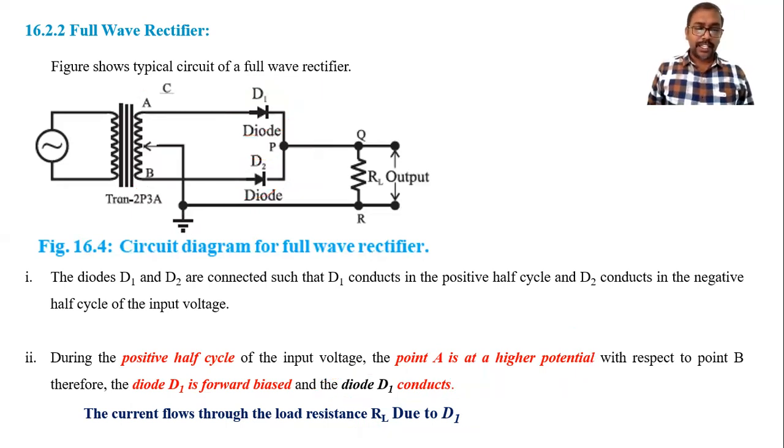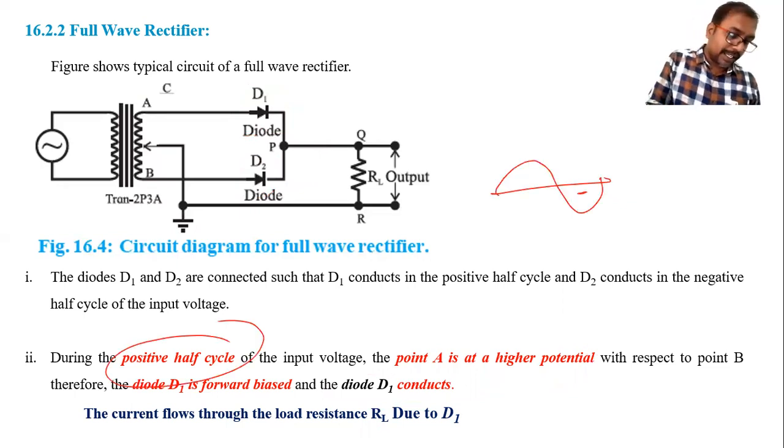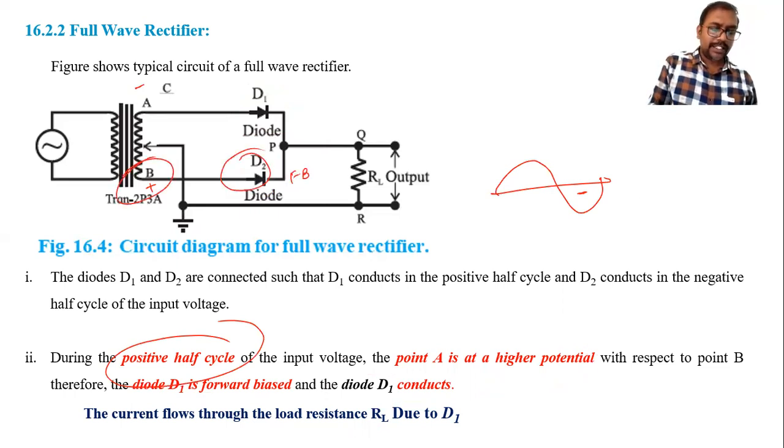In a similar manner, the next point we can write for the negative half cycle. Negative half cycle means this is the negative half cycle. For the negative half cycle, A is negative and B is positive. In other words, A is at lower potential and B is at higher potential. So B is at higher potential, so D2 is in forward bias and D1 is in reverse bias. Therefore, diode D2 conducts and the current flows through the load resistance.